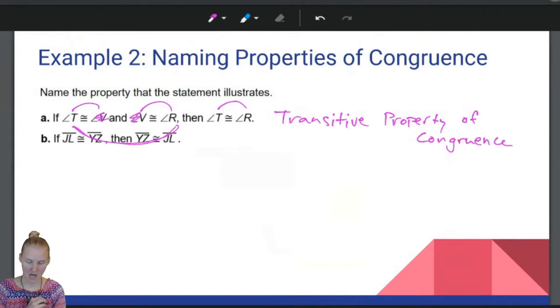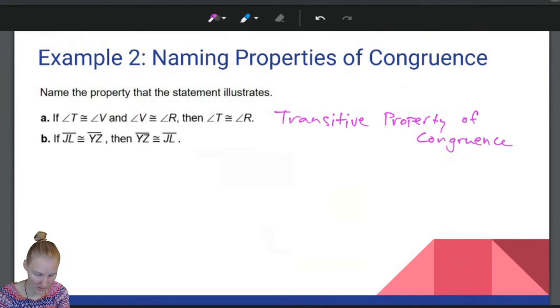Okay. Now, you don't have to write transitive property of congruence. You can just write transitive property if you're in my class. Your teacher might want you to write of congruence, so check in with your teacher, but if you're in my class, transitive property will be just fine. Okay, let's get rid of those markings so that we can read the second problem.